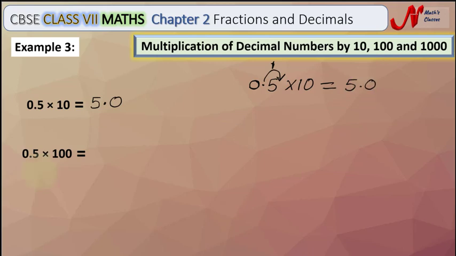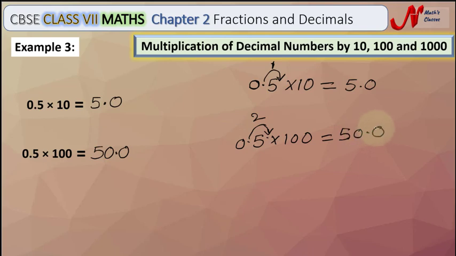Next example, we multiply 0.5 with 100, so we can write 50.0, because when we multiply 0.5 with 100, here we have two zeros, so we shift the decimal point two places to the right. Here we have only one digit, so we write another digit in the result, so we can write 50.0.